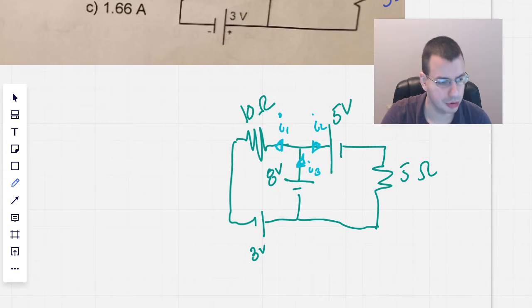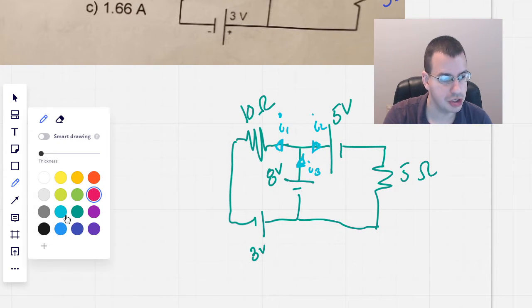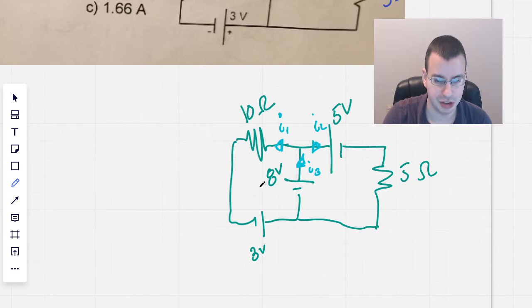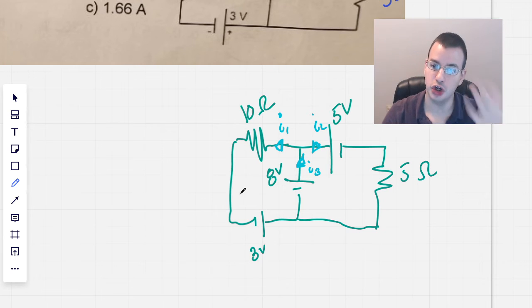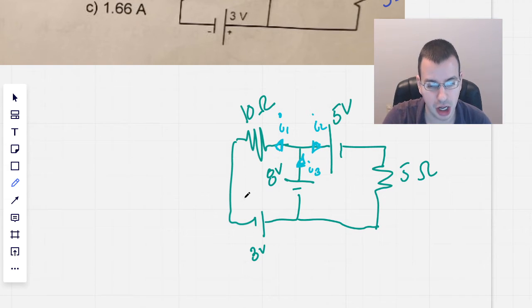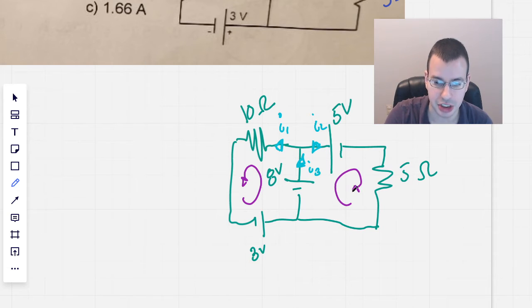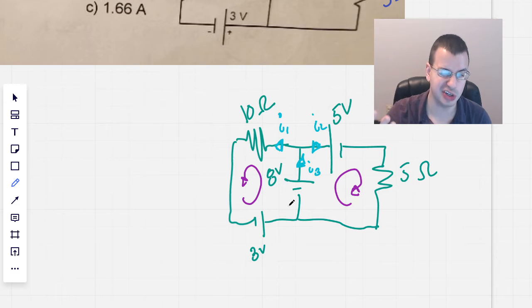There's a couple ways to approach this. The more traditional way would be using Kirchhoff's voltage law and Kirchhoff's current law. So you basically draw circles, like so. I try and go in the direction that you think the current is going to go, but it doesn't have to be.